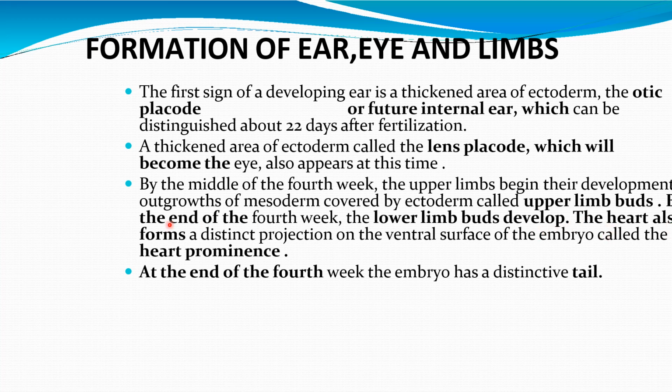The heart also forms a distinct projection on the ventral surface of the embryo called the heart prominence. Then at the end of the 4th week, the embryo also has a distinctive tail, and you can even identify this and say, okay, that's a very distinctive structure.